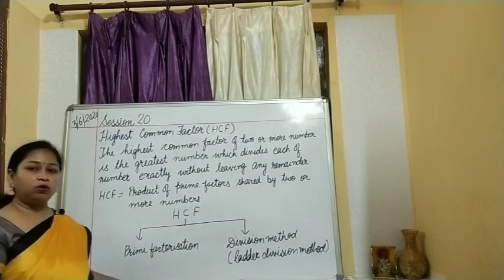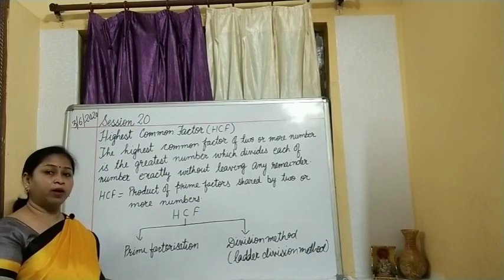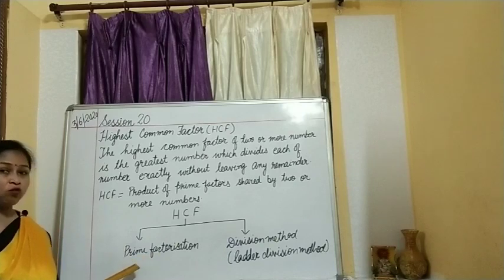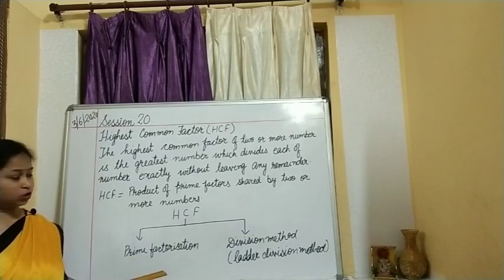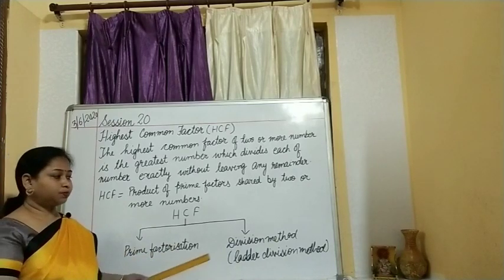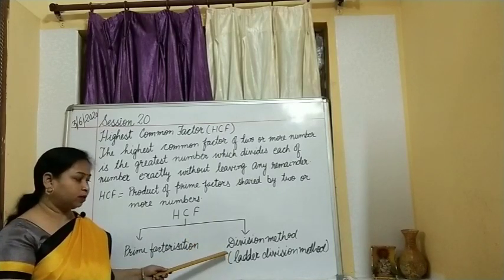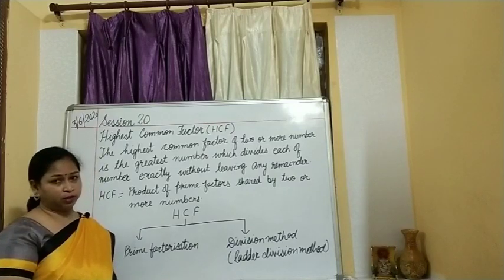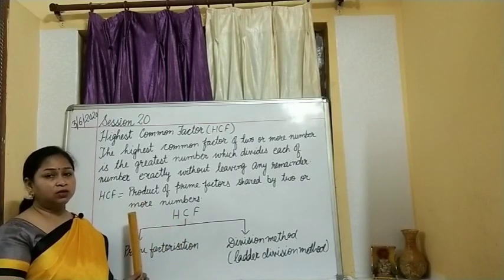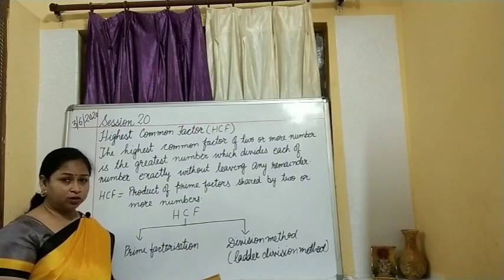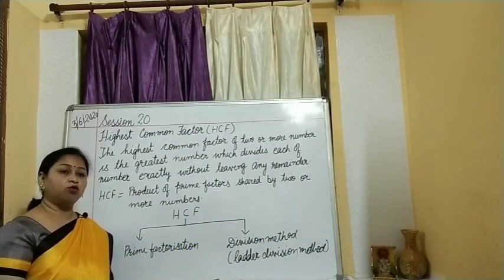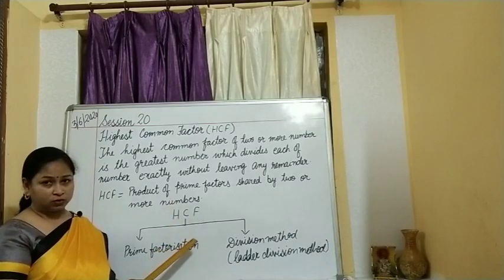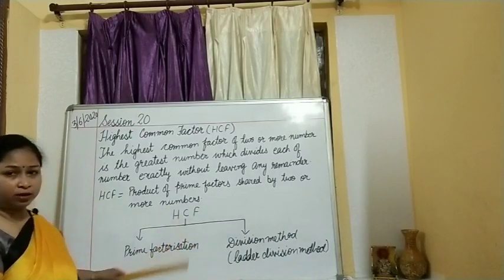And HCF also you can find out by 2 methods. Both the methods we are going to learn. So you have already got some idea about prime factorization that we have done. Then there is one more method, that is division method, which is also known as ladder division method. So let us see how we can apply this, how to solve the questions based on this, okay, in your exercise. Let me erase this one.